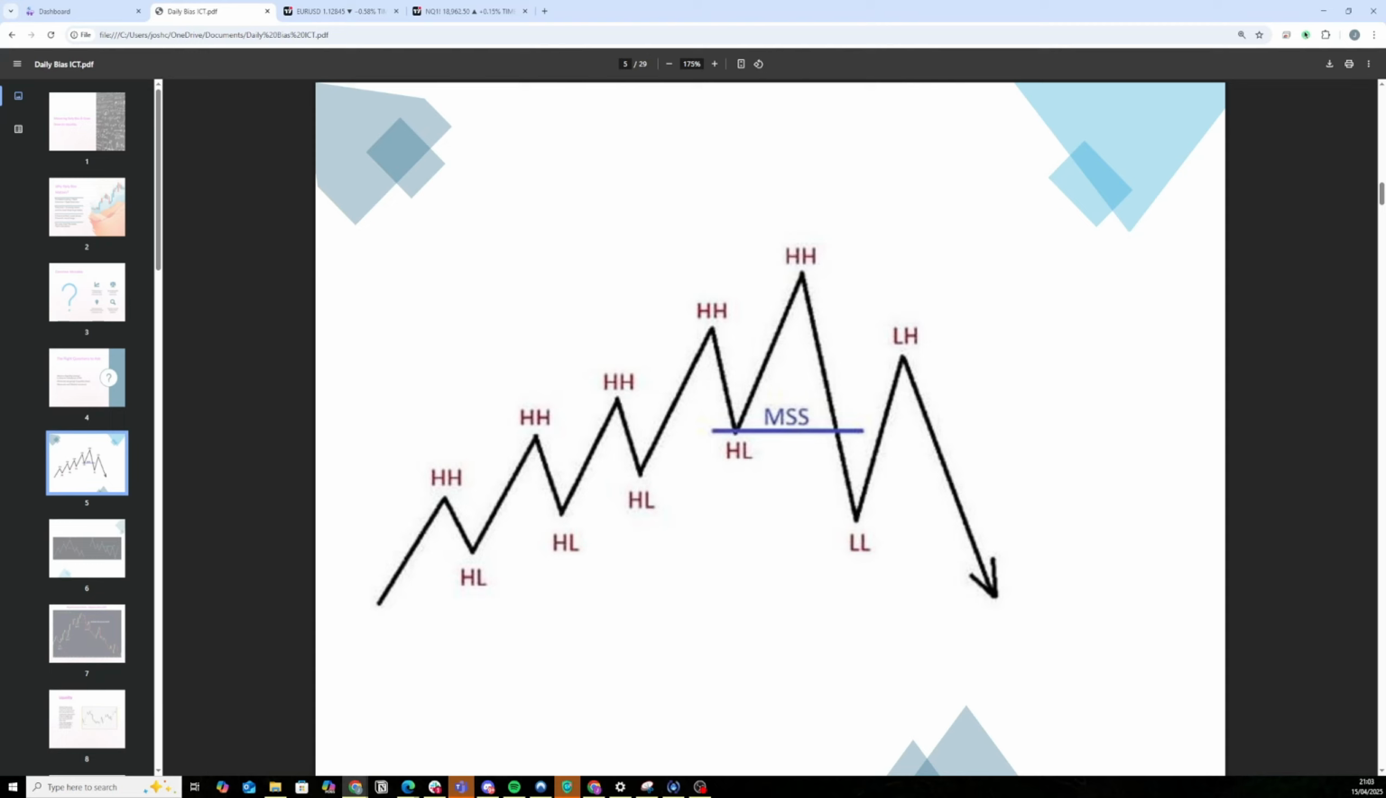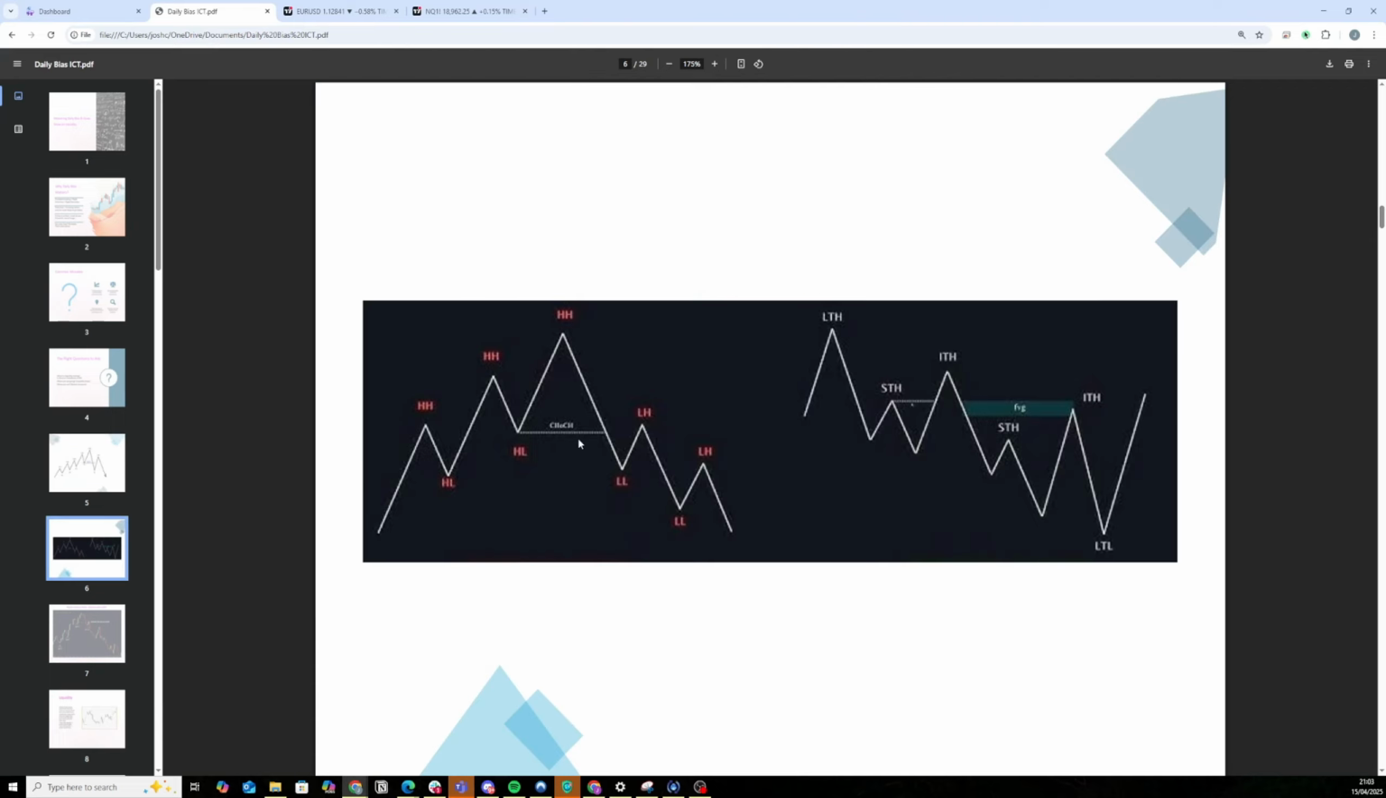Okay, so this is how most people perceive market structure. Market structure is always perceived online, and it's always simply put like it's a series of higher highs, higher lows, etc. But this is how market structure actually is. So we have the basic market structure on the left. That is how it's perceived online. That's how it's sold to you, and that's how people make it out to be. However, on the right is how market structure actually is.